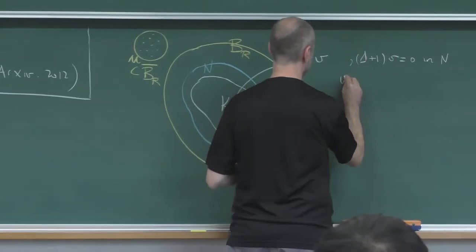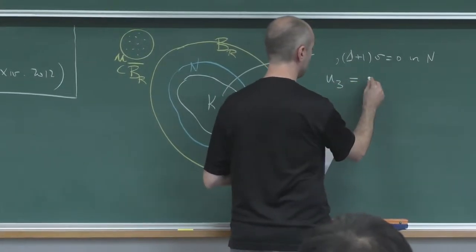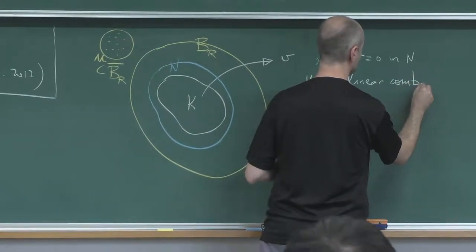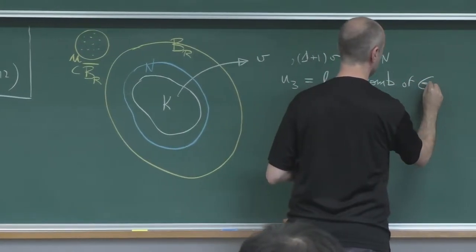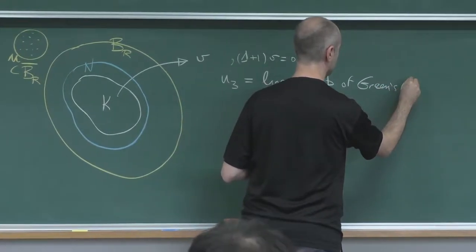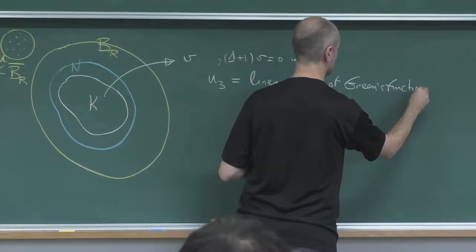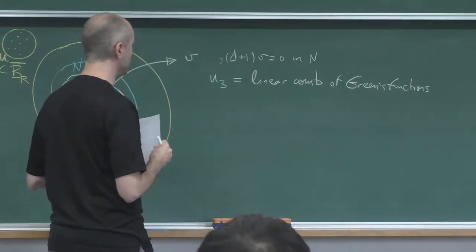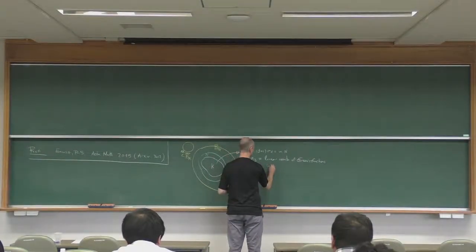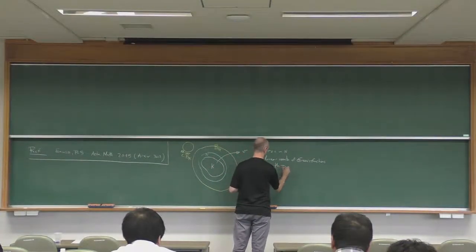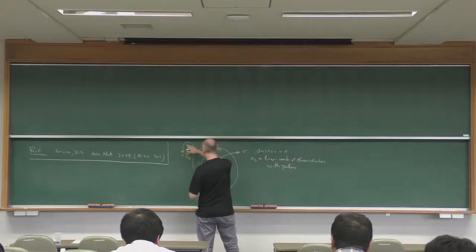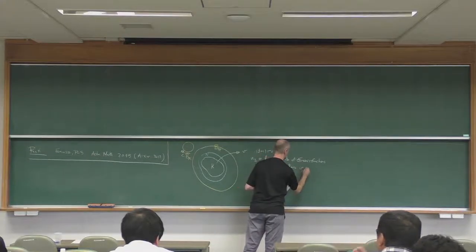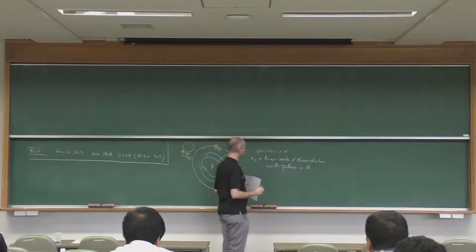Here we constructed then a function that I call U3. So U3 is a linear combination of Green's functions of this operator, Laplacian plus 1, in Euclidean space, with finitely many poles contained in U. Okay, this we constructed yesterday.